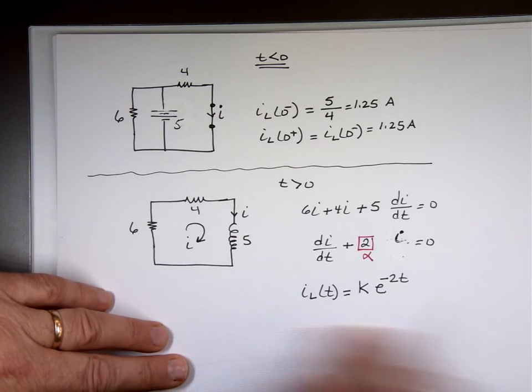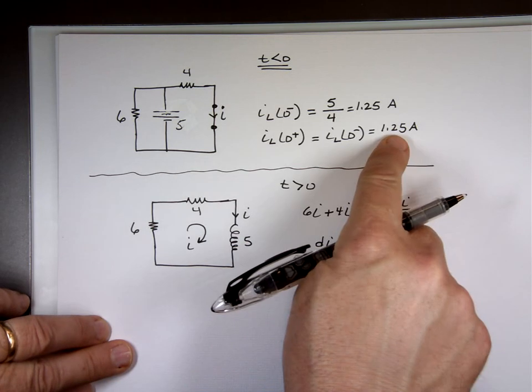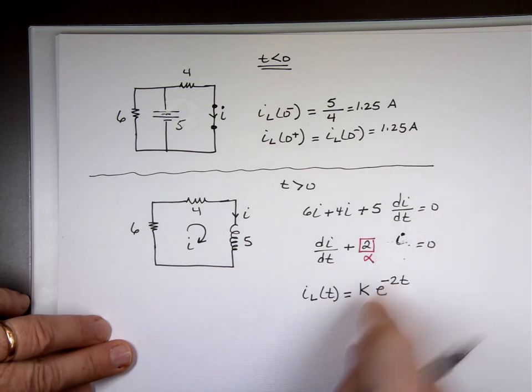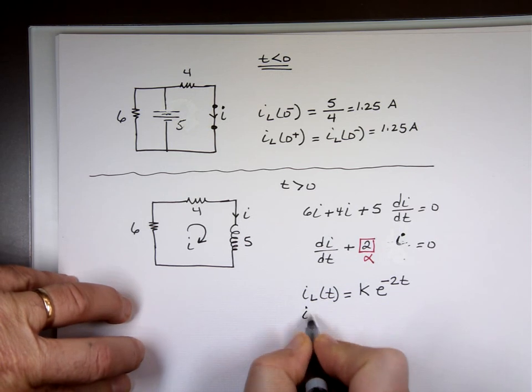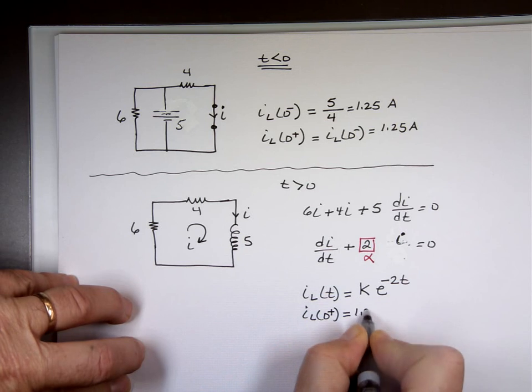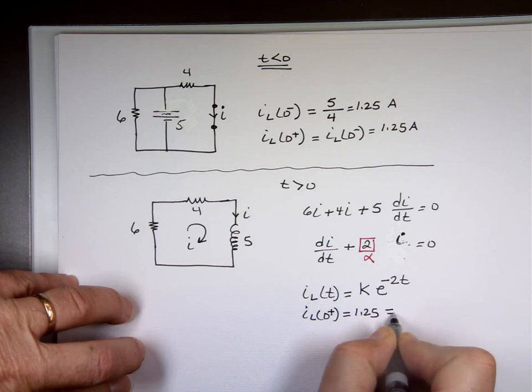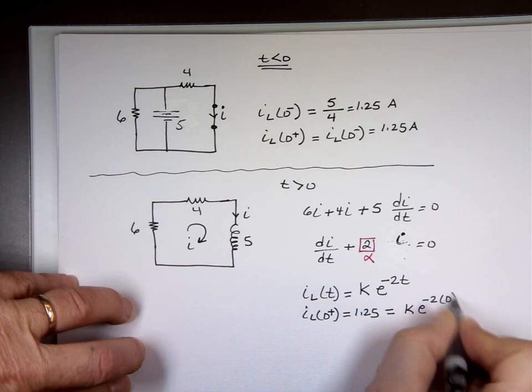So now, I need to find what k is. I'm going to prove to you it's actually that number. That's why sometimes I just go and put 1.25, but I'll leave it as k. So the current at 0 is 1.25, which is equal to what? k times e to the power of negative 2 times 0. e to the 0 is 1, 1 times k is k.